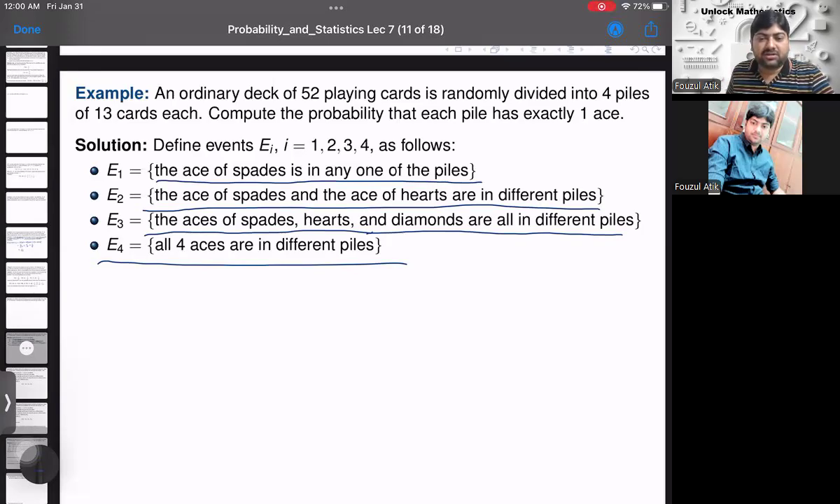Now, let us think about the probability of each of these events. And what do you have to find? Compute the probability that each pile has exactly one ace. So basically you have to find the probability of the event E4. But to get E4, E1, E2, E3 and E4 all should happen. So E4 is equal to E4 intersection E3 intersection E2 intersection E1. So you have to find the probability of E1 intersection E2 intersection E3 intersection E4. All 4 should happen. And we know the formula for that.